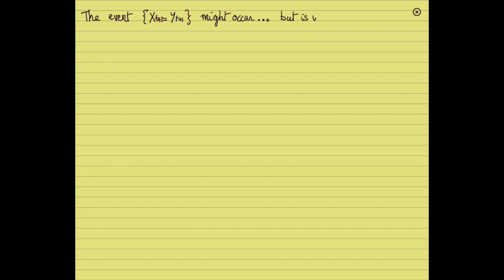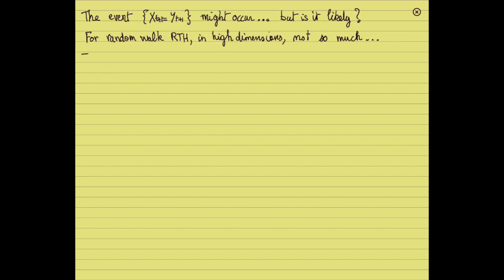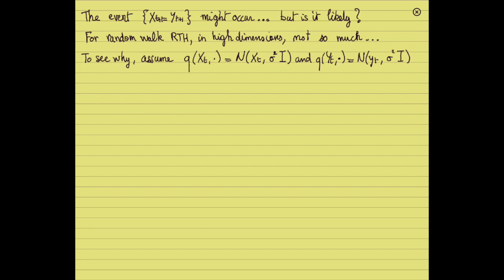That's another problem, of course, that will depend on the particular choice of target distribution and proposal distribution. But there's a good reason to suspect that for the random walk Rosenbluth-Taylor-Hastings algorithm, this particular coupling from the previous slide, in high dimensions at least, might not lead to meetings very quickly. They might occur at some point, but it's unlikely that it will occur quickly. To see why, assume simply that the two proposals are Gaussian distributions. So q(x, ·) is a normal centered at x with variance, for example, sigma squared times the identity matrix, so the same proposal variance on all components. And likewise for q(y_t, ·).